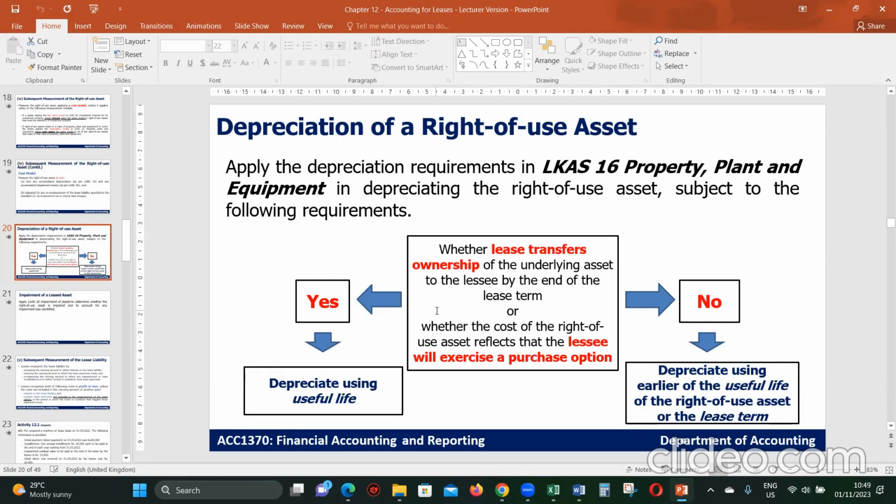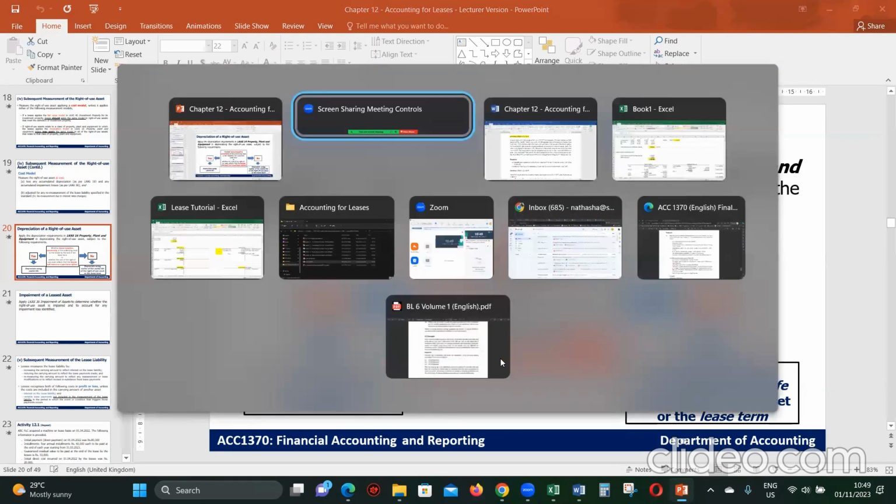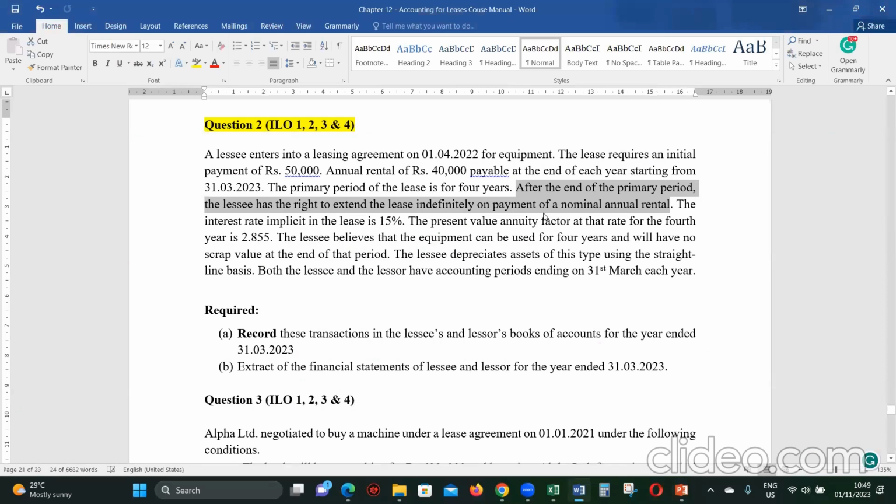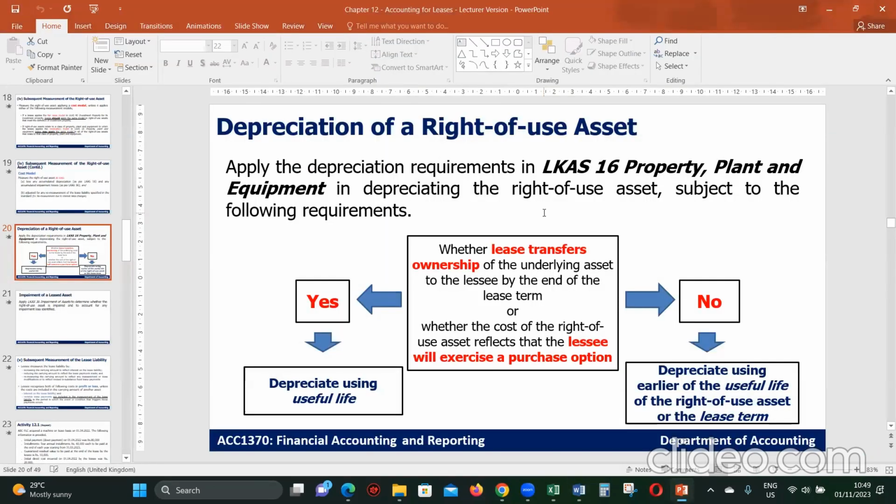Now, when you see these two conditions, with this scenario in question number 2, you can say yes, the ownership will be transferred, because the lessee is trying to extend the lease period for an indefinite period, and there will be an exercise option most probably. So by looking at this condition, you can decide your answer will be yes. And then you have to depreciate your right of use asset using the useful life.